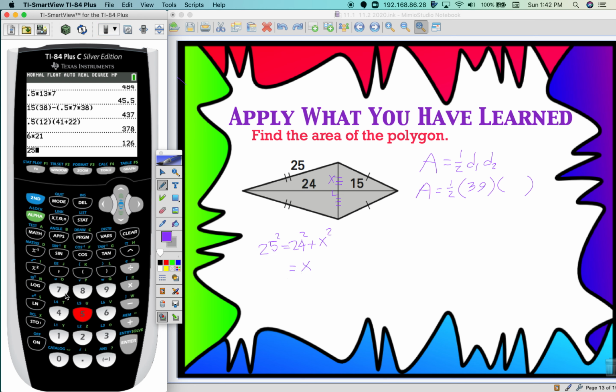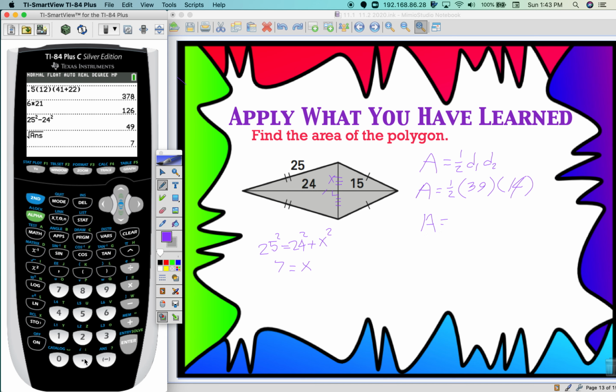So 25 squared, you'll end up subtracting 24 squared. And taking the square root of that, which is going to give us 7. And so that's what I mean. Sometimes you kind of have to go over to the side and do something. It's usually with right triangles to figure something out about your picture. So now we know that if this is 7, this is 7, meaning the entire diagonal is 14.